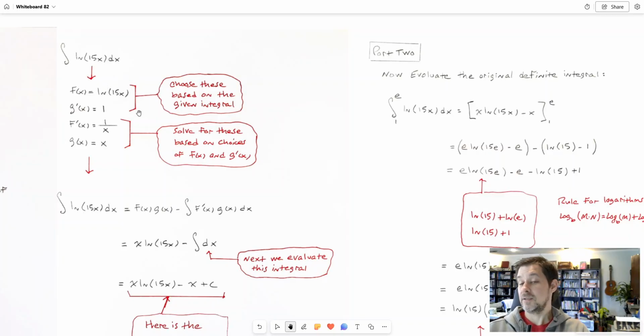Now, as a result of those choices, I need to find f prime. As a result of having chosen f, I find f prime. And as a result of having chosen g prime, I find g. So if f of x is natural log 15x, what's f prime? What's the derivative of that? It is 1 over x.